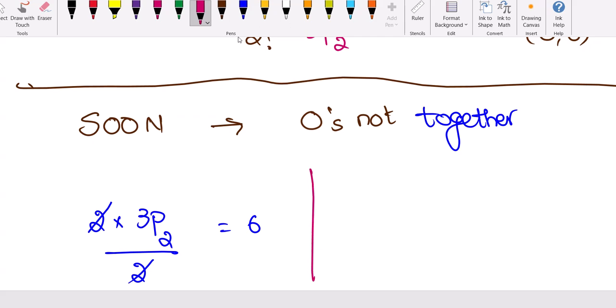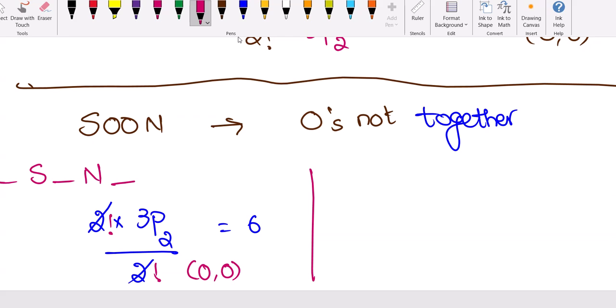Now we'll check it out. This is the method we did just now. First we have to arrange the consonants, and there are three gaps. Two letters should be inserted. 3P2 divided by 2 factorial, because the O's are there. Now, many people had a doubt in the previous question: can we divide by 2 factorial or not? So we have 6.